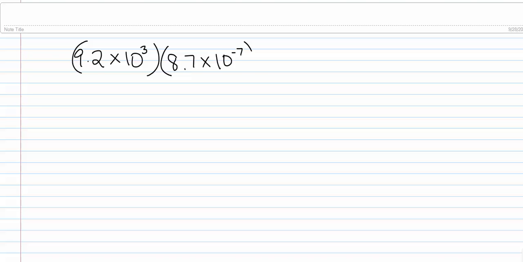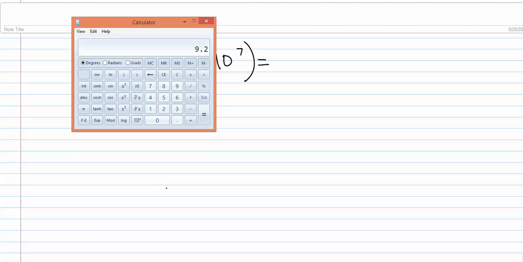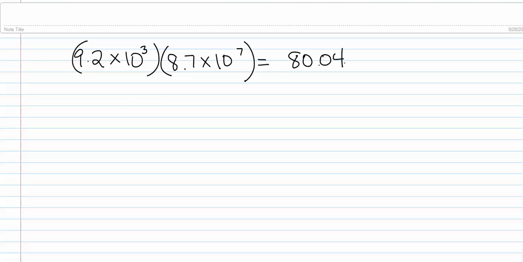Okay, let me see if I can come up with one that is a little bit different here. We'll do 9.2 times 10 to the third times 8.7 times 10 to the 7th power. Actually, let's do a positive 7 for now, and we'll do a negative 7 in the next one. So I want to find out what my 9.2 times 8.7 is. It gives me 80.04 times 10 to the, well, 3 plus 7 for my exponents. So it'll be 80.04 times 10 to the 10th power.